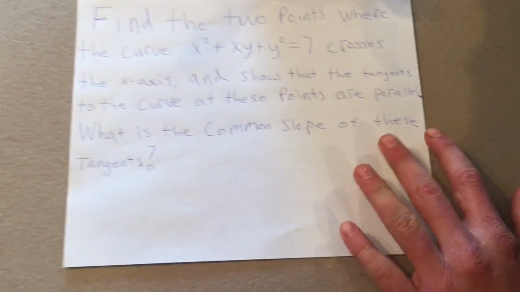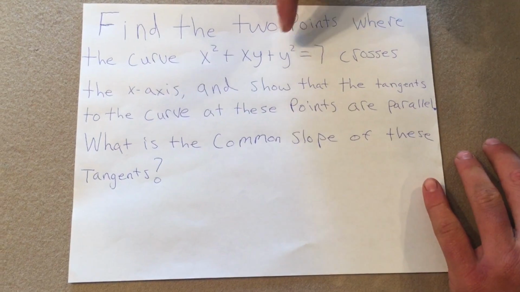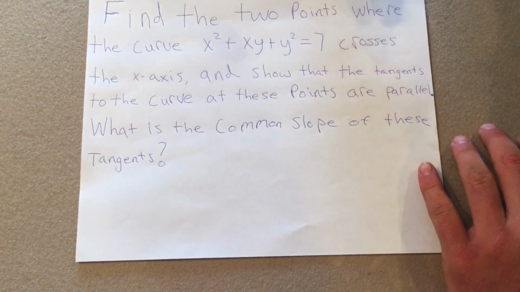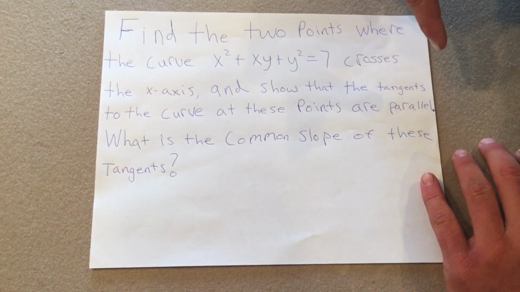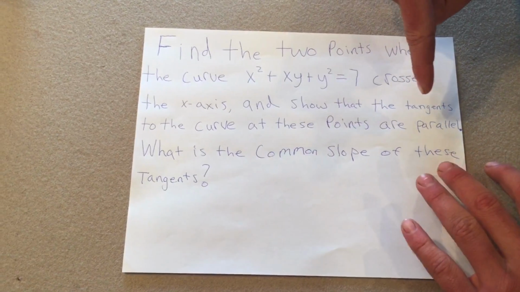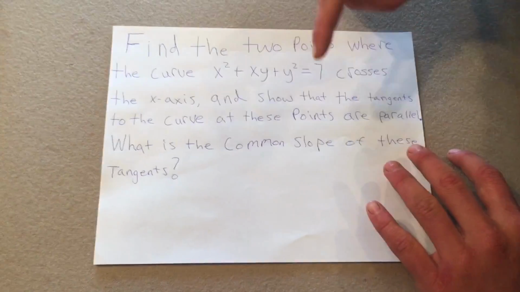Find the 2 points where the curve x squared plus xy plus y squared equals 7 crosses the x-axis, and show that the tangents to the curve at these points are parallel. What is the common slope of these tangents?